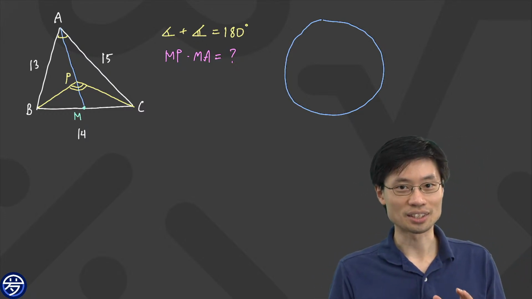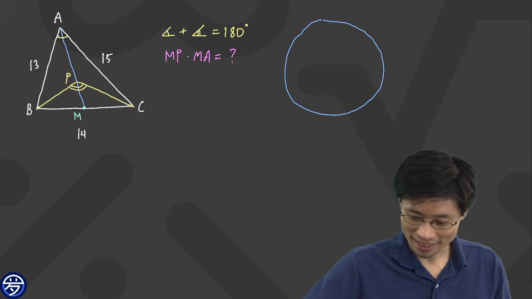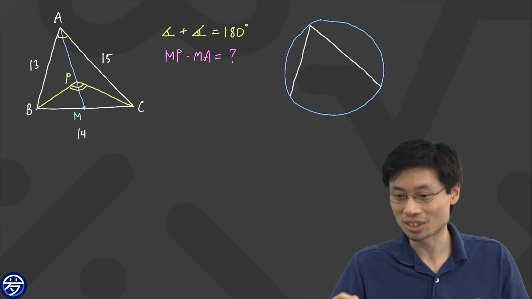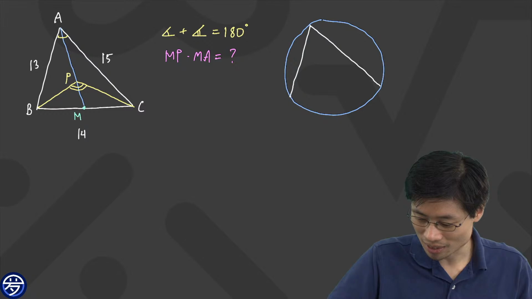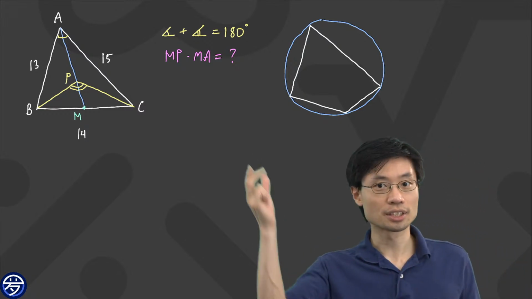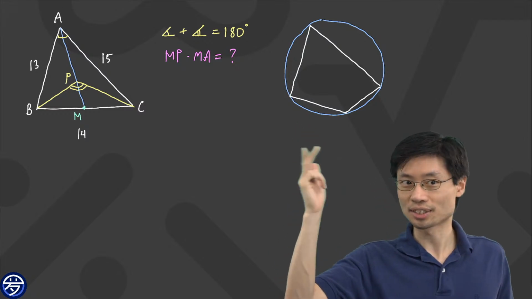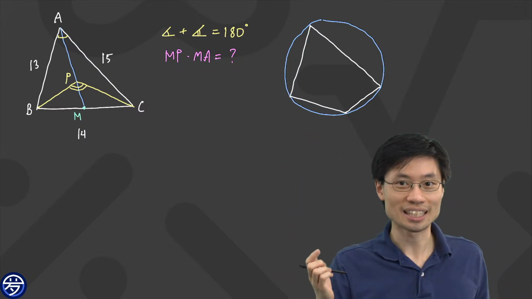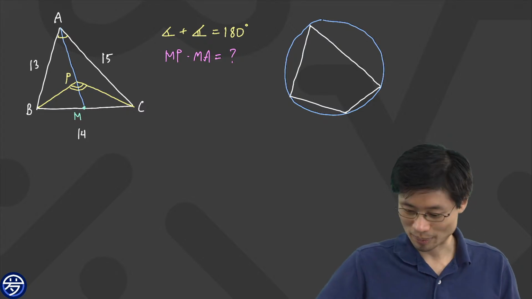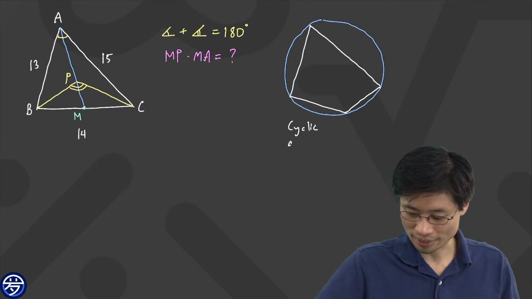So now if I have a circle, and if I take this thing over here, which is part of a triangle, but I'm not making a triangle out of it, I'm just going to do this. I've just done something called draw a circle with a quadrilateral inside the circle. This is called a cyclic quadrilateral.